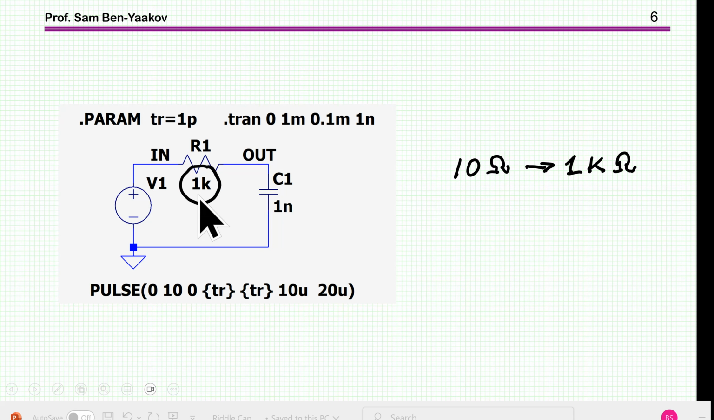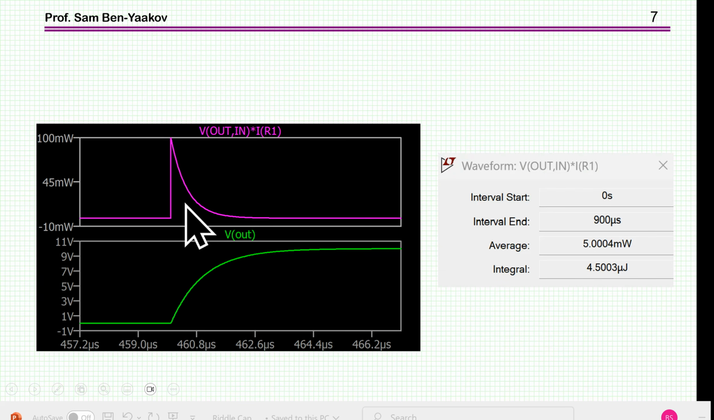Now I'm changing the resistor to 1 kilo-ohm. Now we know that this should not make any change. The power loss should be the same. So let's have a look at it. Again, the only difference here is that now the resistor is not 10 ohm but 1 kilo-ohm. And here is the charging front end. In this case, the maximum momentary power is much lower because the resistor is high, so the current is much lower. And still, we do have an average power dissipation in the resistor of 5 milliwatt.